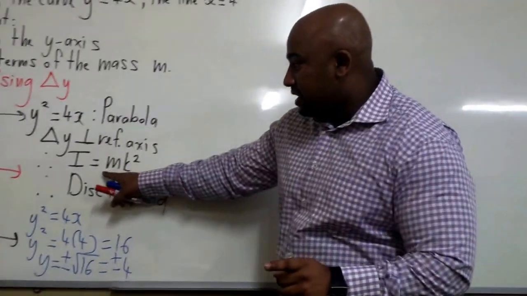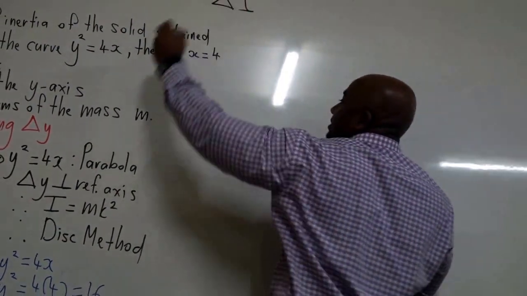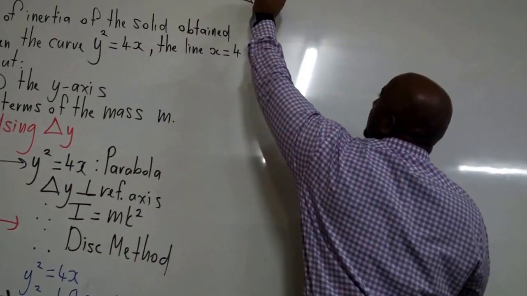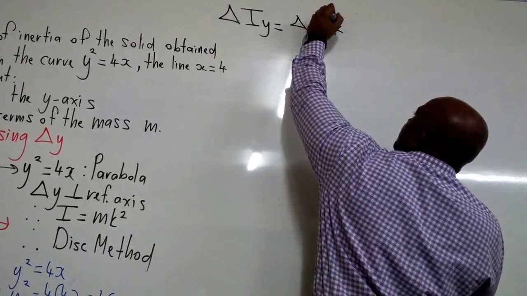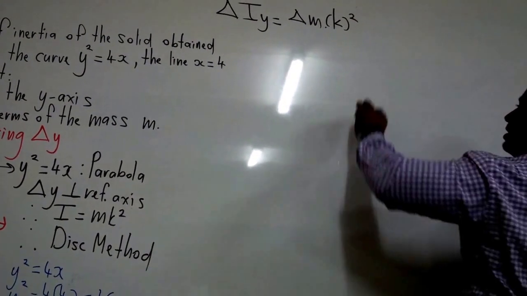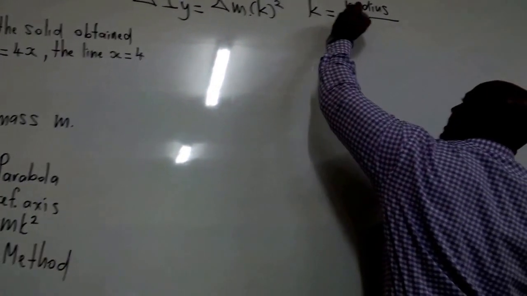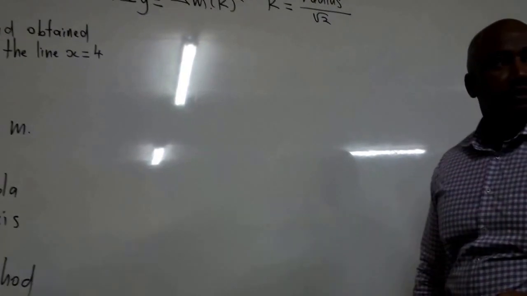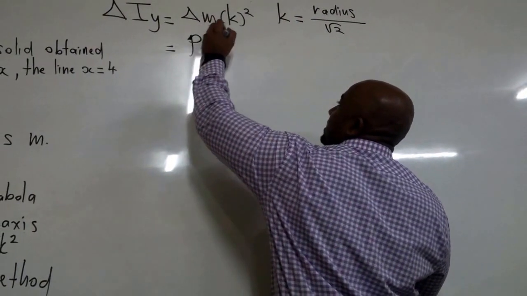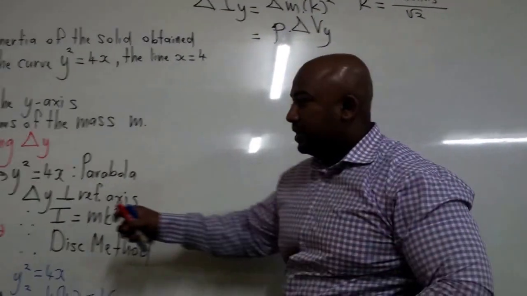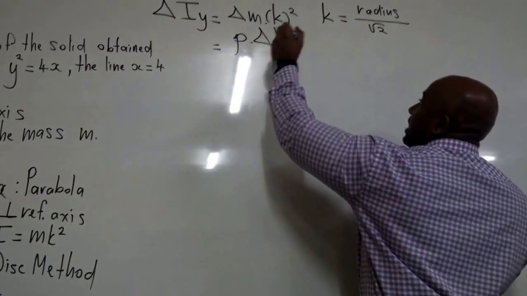We know that we are using mk squared there. So your moment of inertia, delta I, which axis? Y-axis, so it's going to be delta Iy equal to mass, which is delta m, times your k squared, where you know that k is equal to the radius divided by root 2. What do we know? Mass is equal to density rho times volume, which is delta Vy, because we are rotating around the y-axis there. Can you see that? Times your k squared.